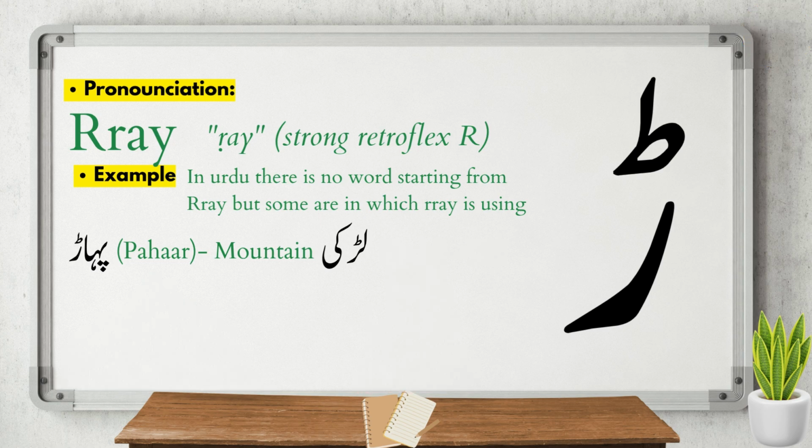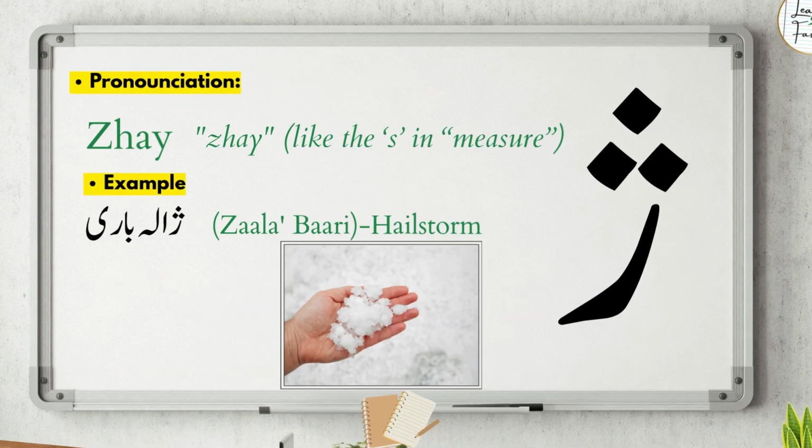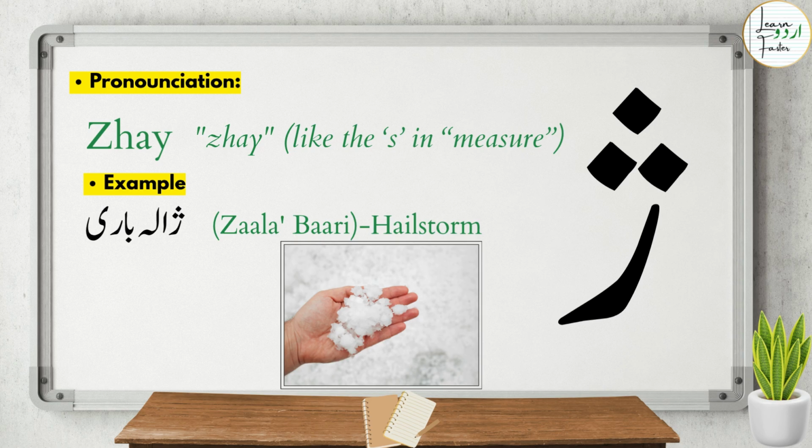Hope you get it. To move next, Ze. Repeat after me, Ze, like zebra. The example word is zevar, jewelry. The next is Ze. It sounds like the S in major. There are three dots, nukte, over it. The word example is Zalabari, hailstorm.